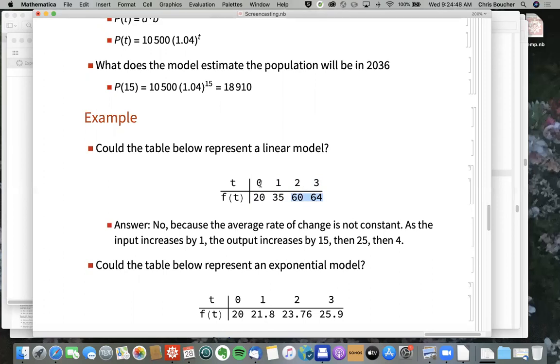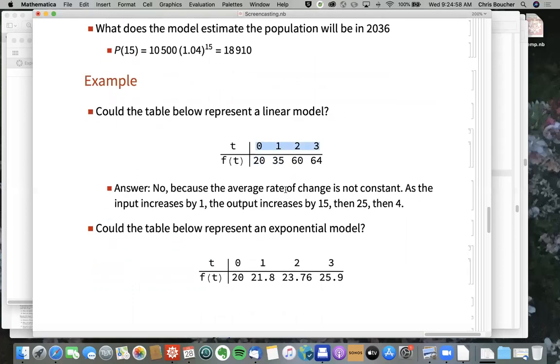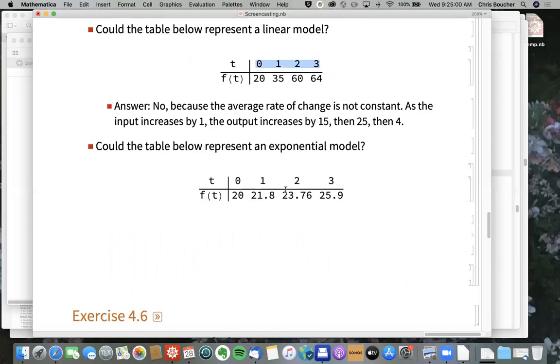And so the input increase is the same in every case, but the output is not changing at a constant rate. So this is not a linear model. We don't know what kind of model it is just based on this information. Okay, could this table represent an exponential model? Now, doing the same kind of analysis we just did, you can quickly see it's not a linear model. How do we assess whether it's an exponential model?